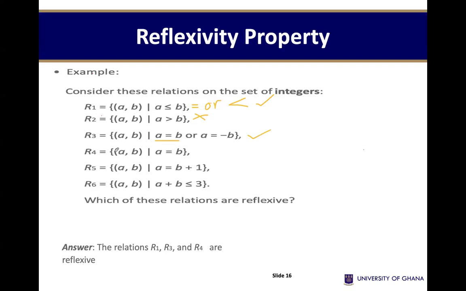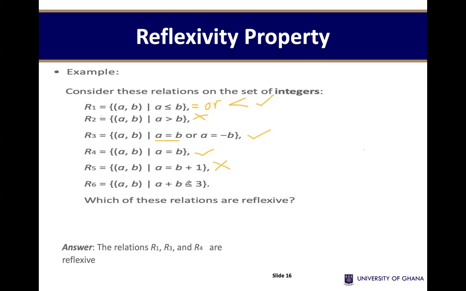Now we go to R4. R4, you don't need a switch here because this is really equal to. But that's also reflexive. Then we can now go ahead to look at R5, which is A equals to B plus 1. And this one, no matter what, the left hand side and the right hand side will not be the same. That's correct. So this cannot be reflexive.